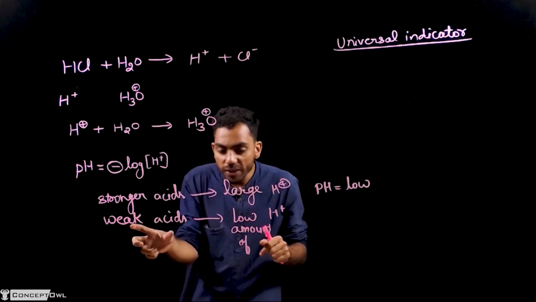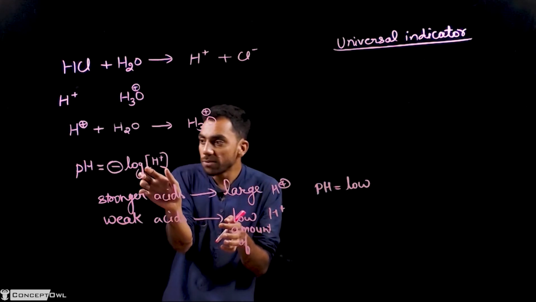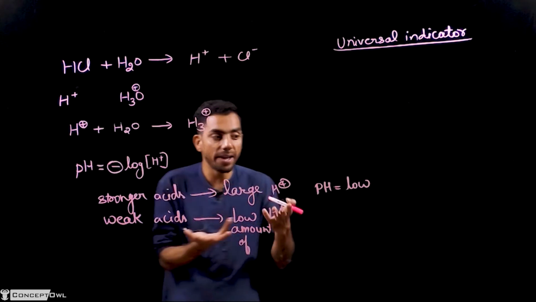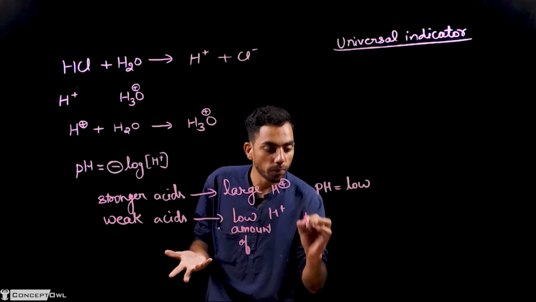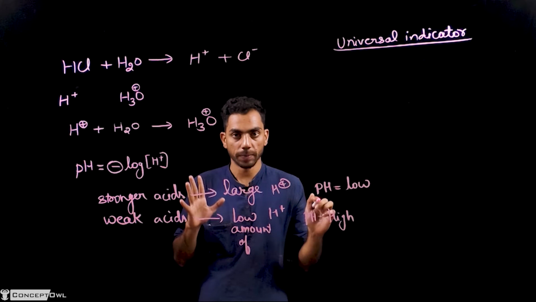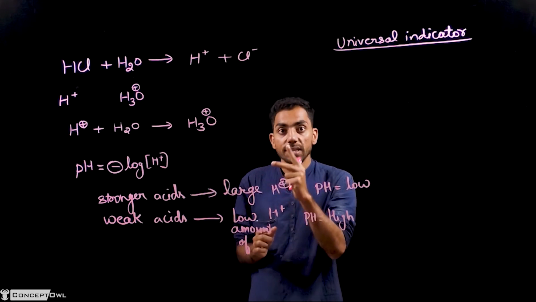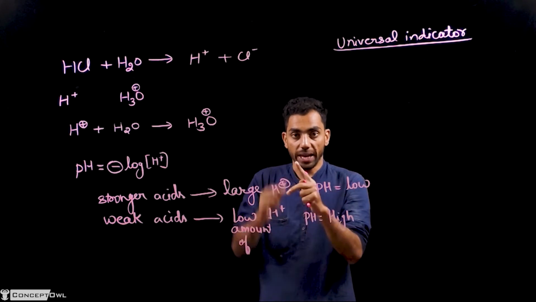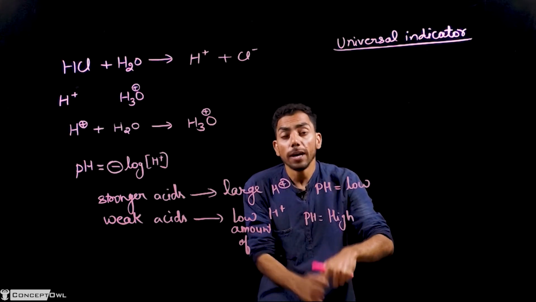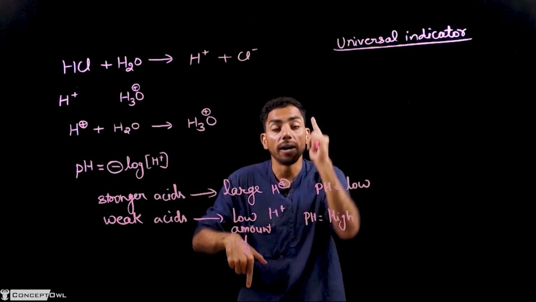And if you have weak acid, that means low H positive ion concentration. So with low H positive ion concentration, we have the negative sign, so overall pH will be higher than the stronger acid. So pH is high for weaker acid. Is this clear? So two things are there: pH and strength. If pH is high, acid is weak. If pH is low, acid is stronger. Understood?